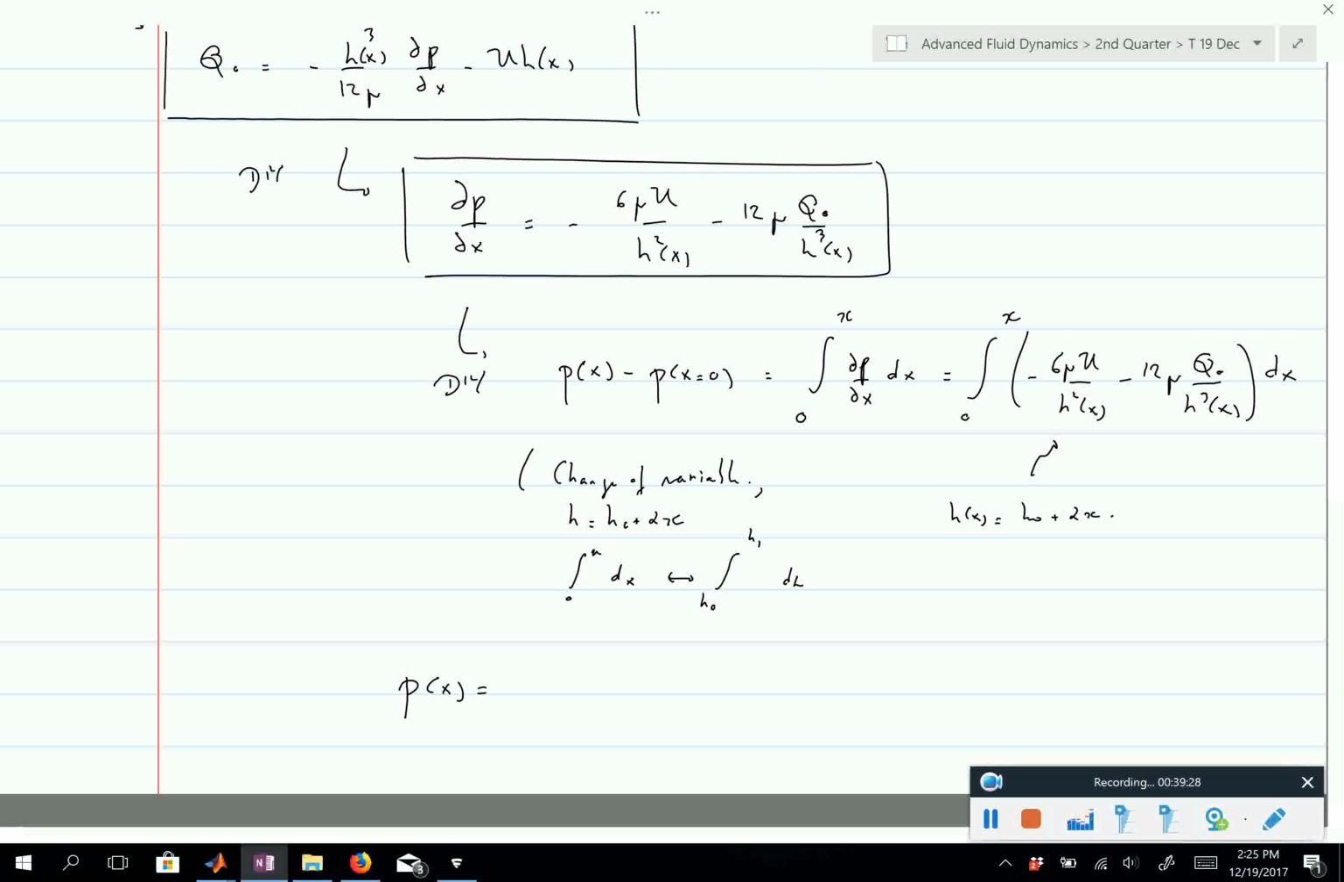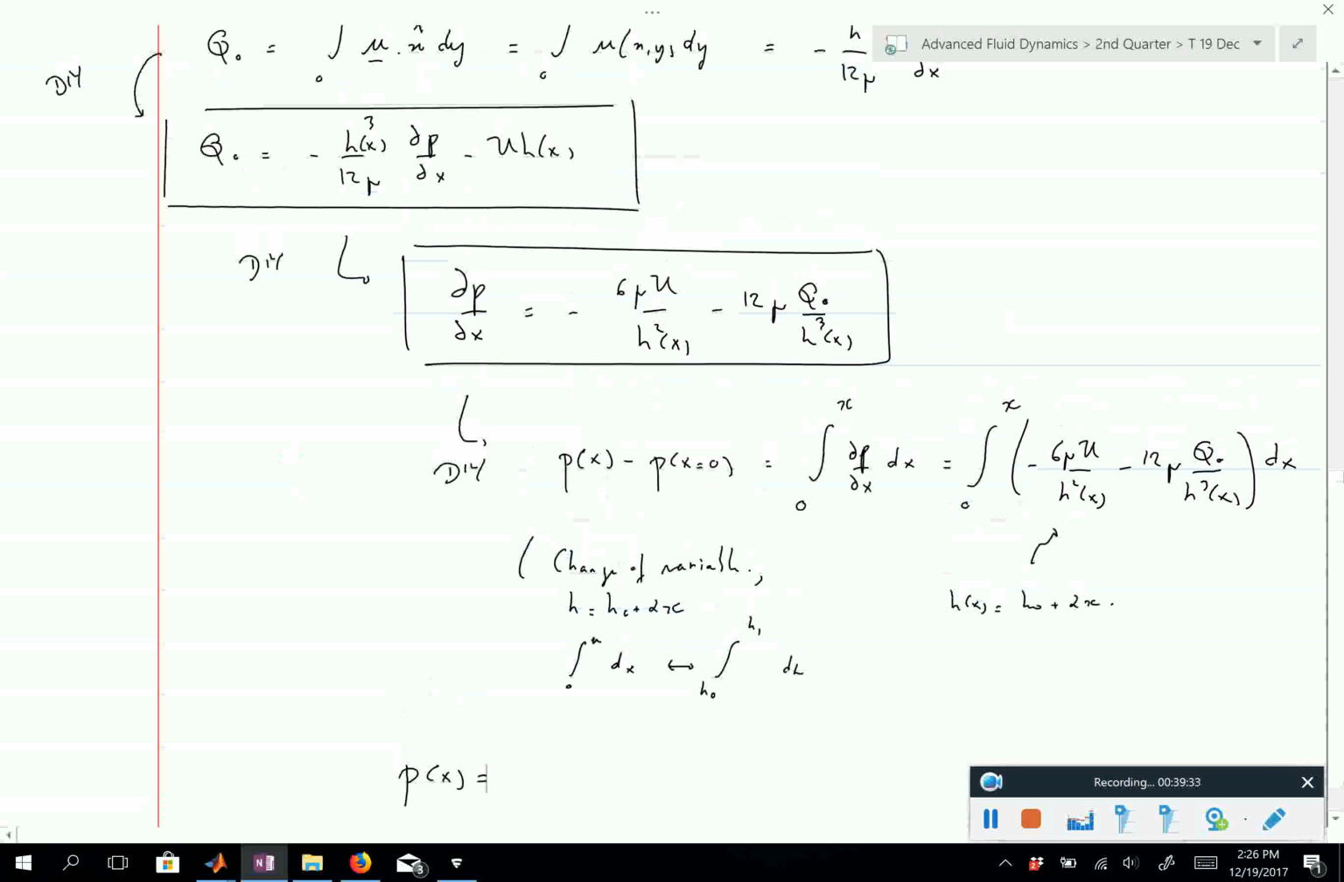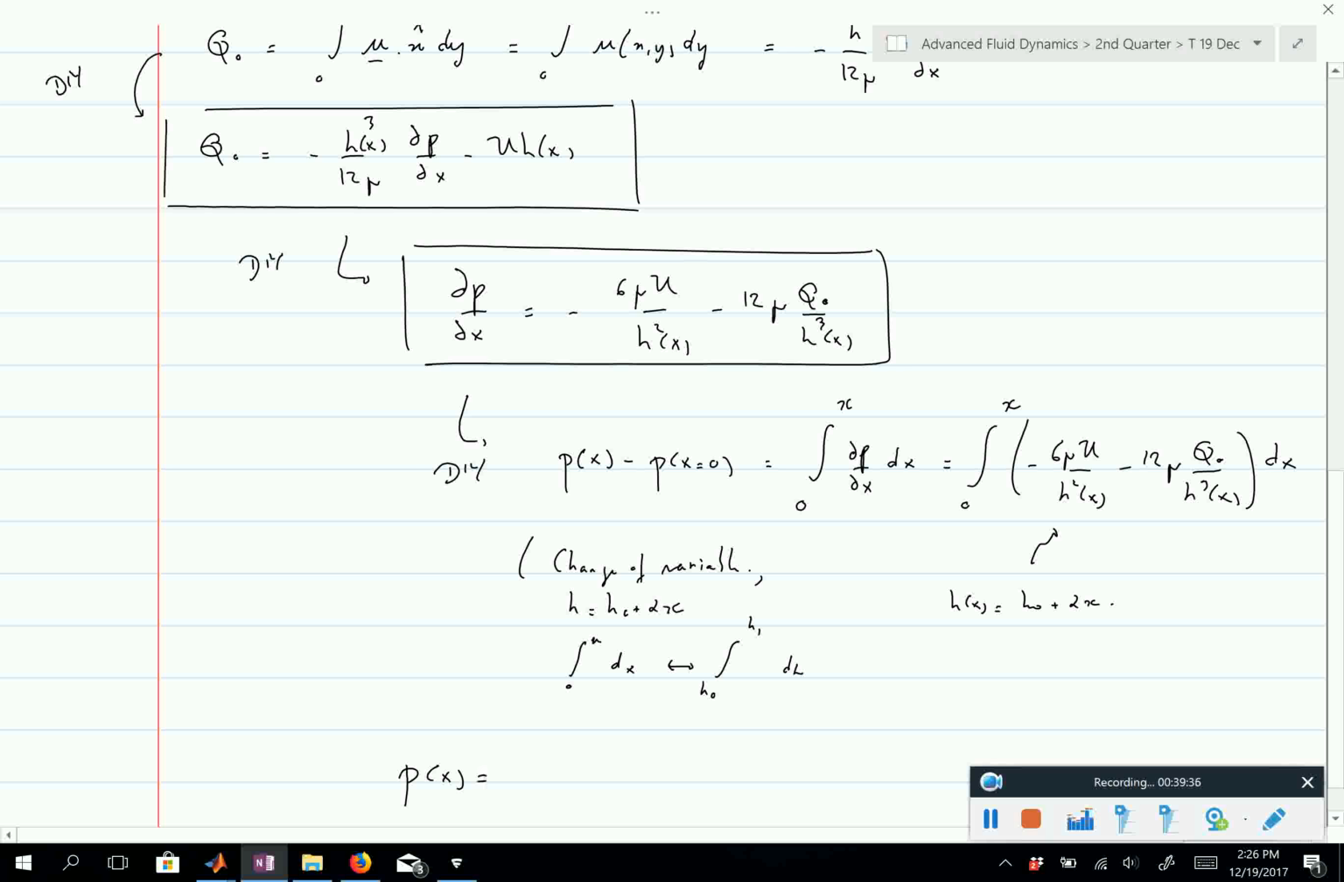In the q above, there's u h. Hold on, what did I do? The last term in the q naught. This term here. Am I missing something here? Yes, I'm missing a 1/2. Here I wrote 1/2. You're right, there was a 1/2 here.